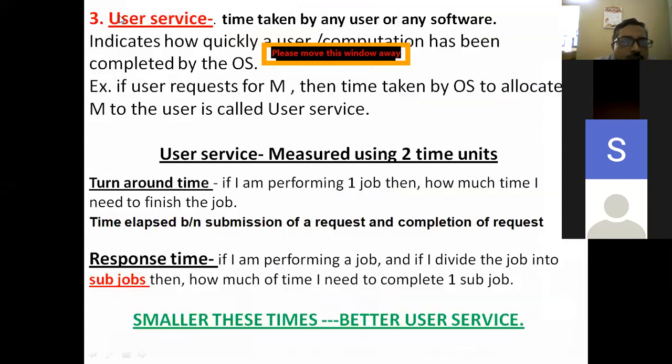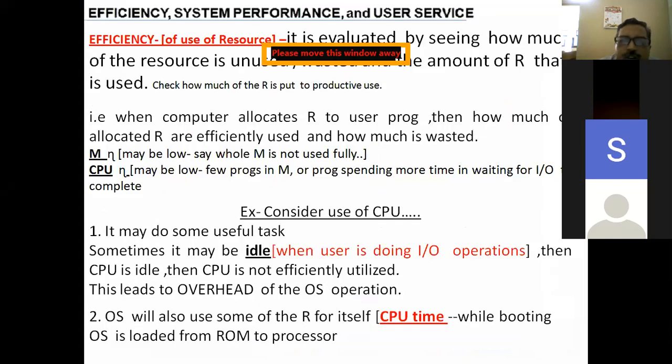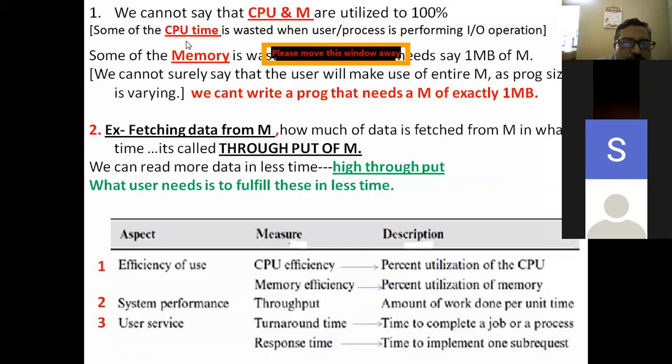Again, we'll see this user service as the third factor. So first we saw efficiency, the concept of efficiency of use of resources. That means how much of the resource is being utilized and how much is being wasted, so we can check the amount of resource that has been put into productive use. And we cannot say that memory efficiency and CPU efficiency will always be achieved at 100%. The reason for this is also mentioned here.